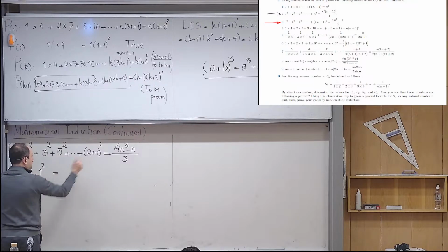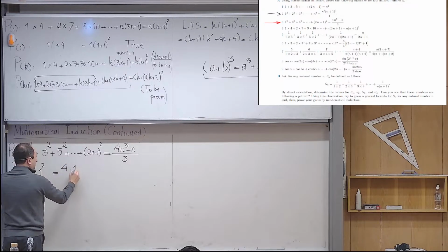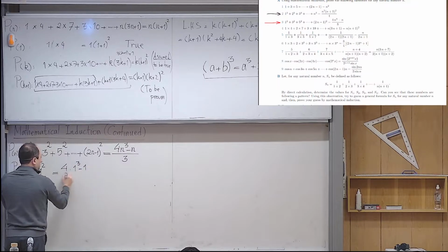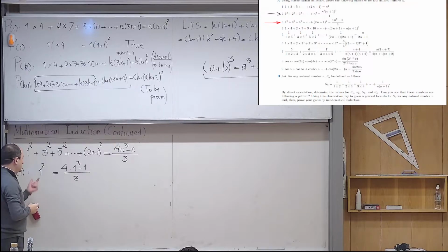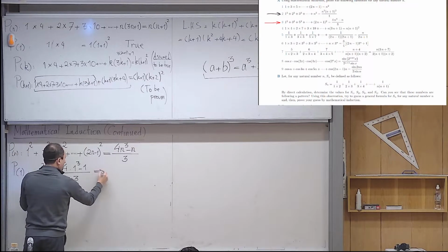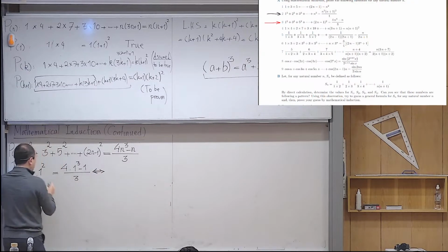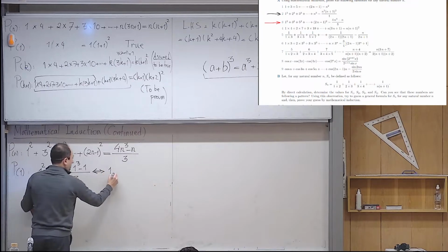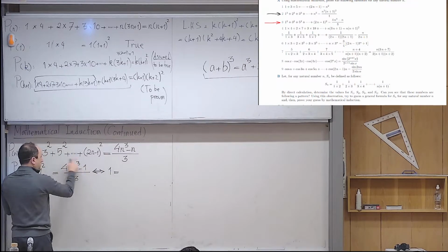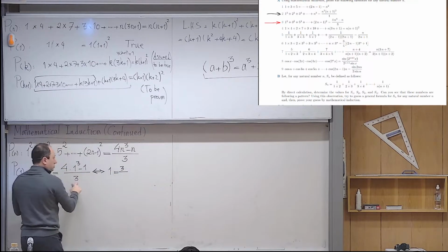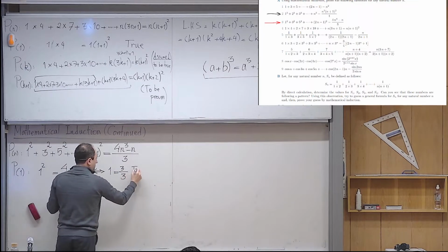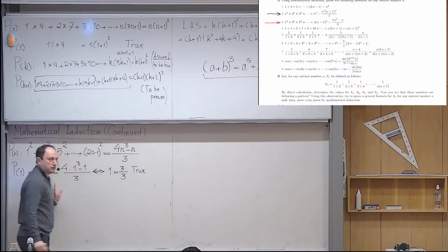On the right-hand side, I replace n with 1 everywhere. And I need to check if this is true or false. It is clear that the left-hand side is 1 to power 2, which is just 1. But if I calculate the numerator of this, it becomes 3. And the denominator is also 3. So yes, this is true. So the first one is true.